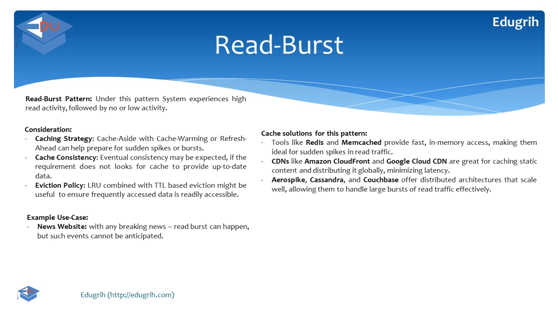Cache solutions for this particular pattern. Tools like Redis and Memcached provide fast in-memory cache access, making them ideal for sudden spikes in read traffic. CDNs like Amazon CloudFront, Google Cloud CDN, or Akamai-based CDNs are great for caching static content and distributing it globally, minimizing the latency. Aerospike, Cassandra, and Couchbase offer a distributed architecture that scales well, allowing them to handle large bursts of read traffic effectively.